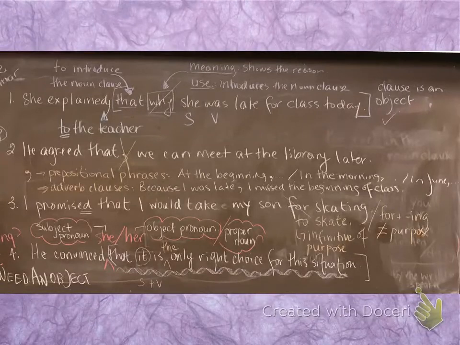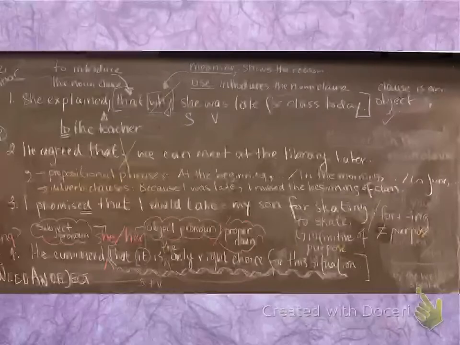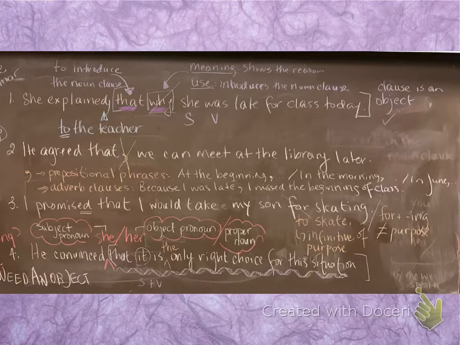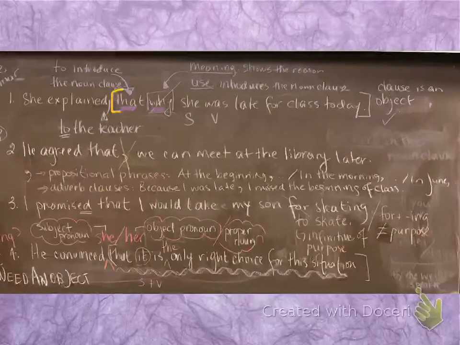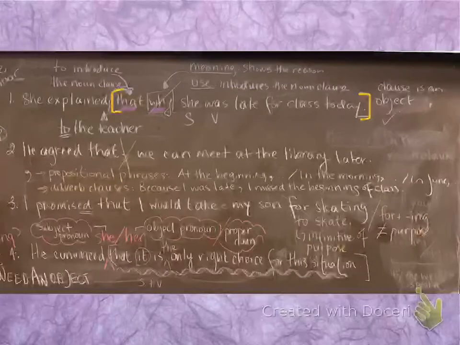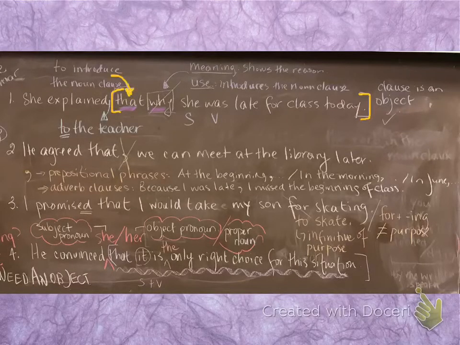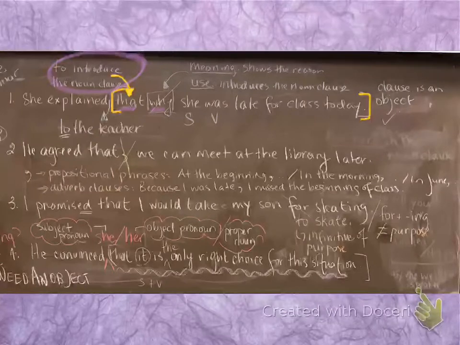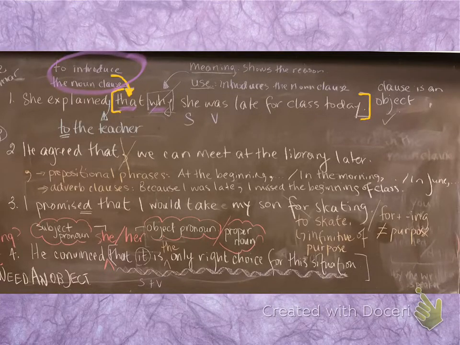All right, so our first sentence was, she explained that why she was late for class today. What we want to do with this sentence is first to identify where our noun clause is. Now we need to look at the pieces of this noun clause. If we look at the word that, what's the function of that in this sentence? We decided in class that the function of that was to introduce the noun clause. Then we move to the next word, why. What's the function of why?